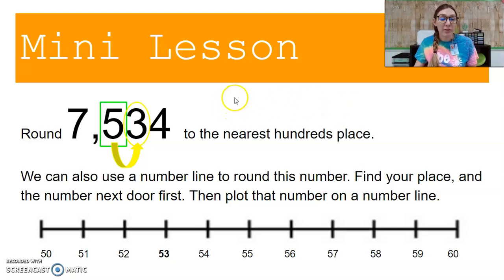So if we round 7,534 to the nearest hundreds place, we can also use this number line to round. So we're going to find our place and the number next door first, then we're going to plot that number on a number line. Let's see what that looks like.